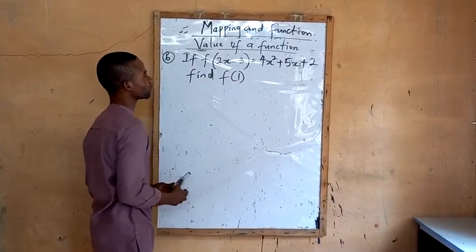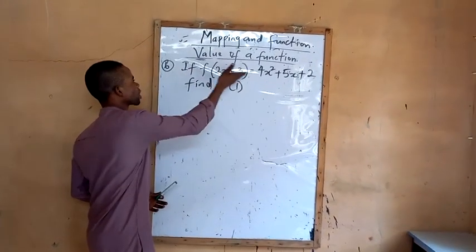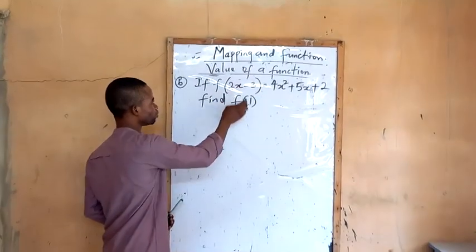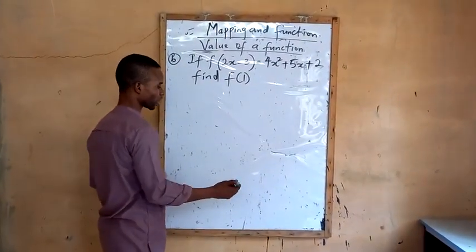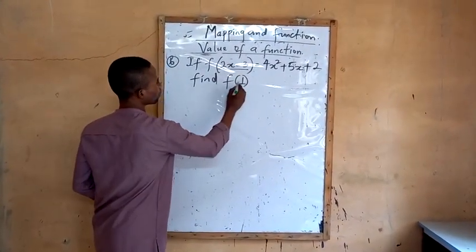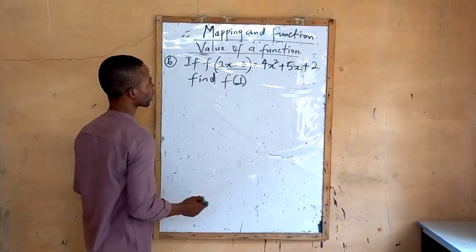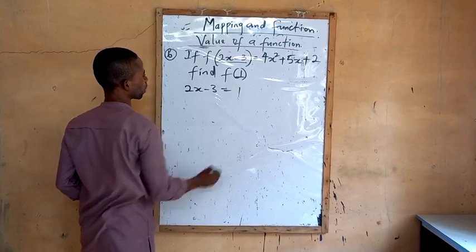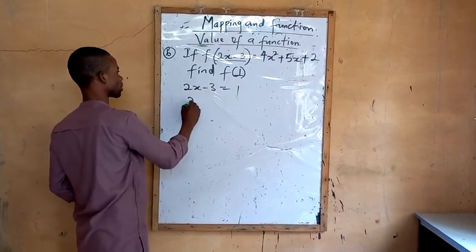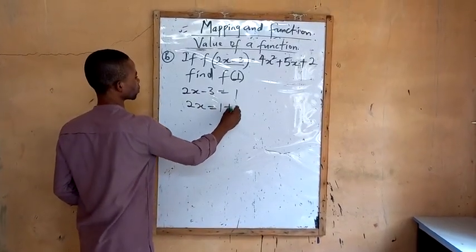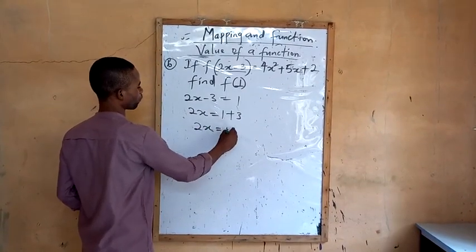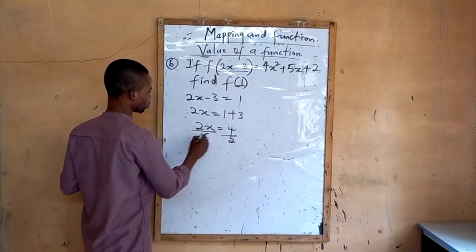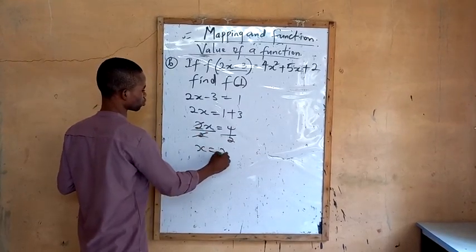But in this case, they put f of 2x minus 3 and they put 1 here. That means we have to tackle the problem that is here first. Don't forget that what is here is equal to what is here. What will I do? I'll firstly make 2x minus 3 equals 1. So I'll collect like terms, that is 2x equals 1 plus 3. 2x equals 4. I'll divide both sides by 2, all over 2, all over 2. The x equals 2.